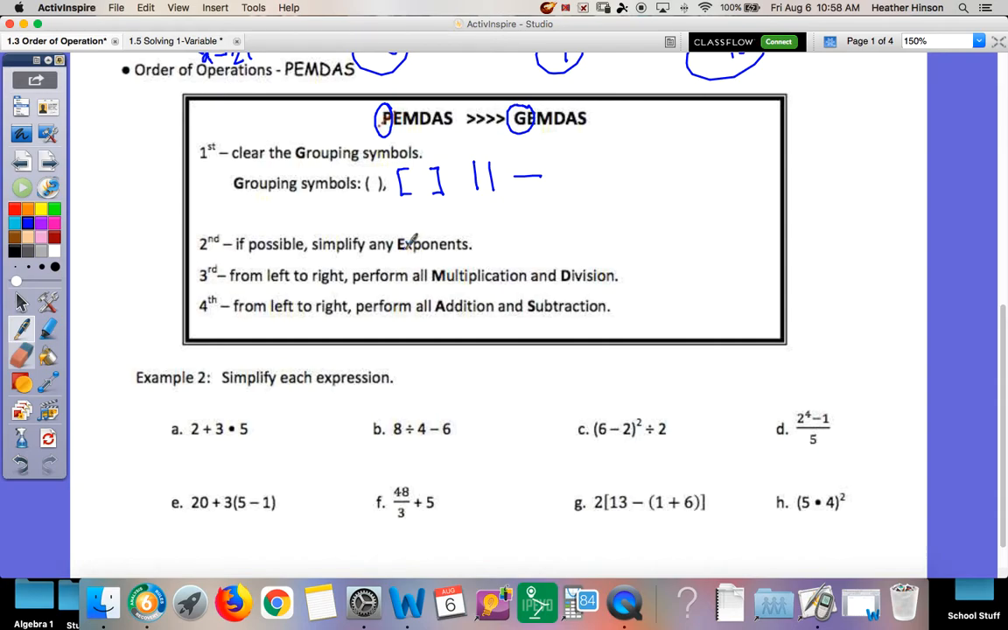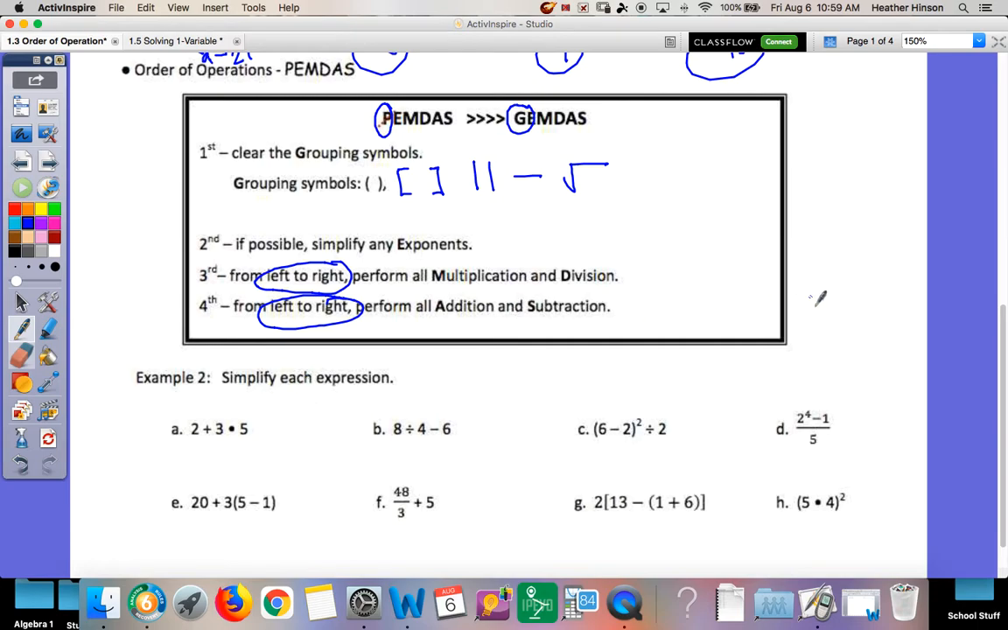Exponents is next. So those are like your squares, your cubes. Oh, also grouping symbols is your square roots. Forgot about that one. So your exponents are your squares, your cubes, your fourth power, fifth power. Then you'll do your multiplication and division, but we always do those from left to right. So it doesn't matter which one comes first. We go left to right with multiplication and division. Same thing with addition and subtraction. We go left to right.